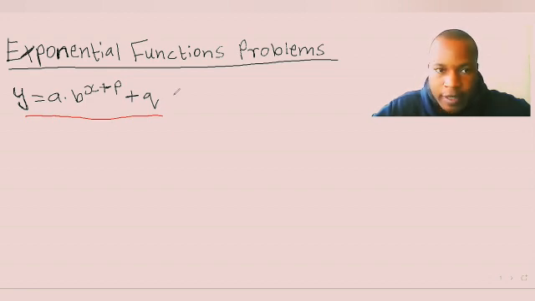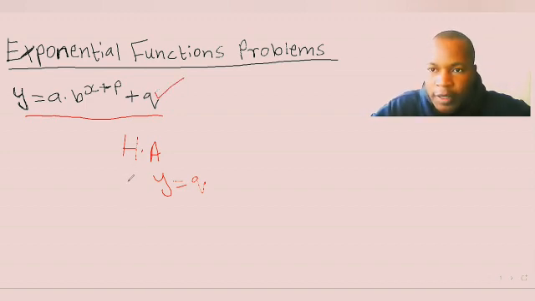Firstly, gents, remember that the horizontal asymptote, which I'll abbreviate as HA, is the horizontal asymptote. The equation of the horizontal asymptote will always be y equals q. Remember that the q you will be referring to is this q over there in the equation.